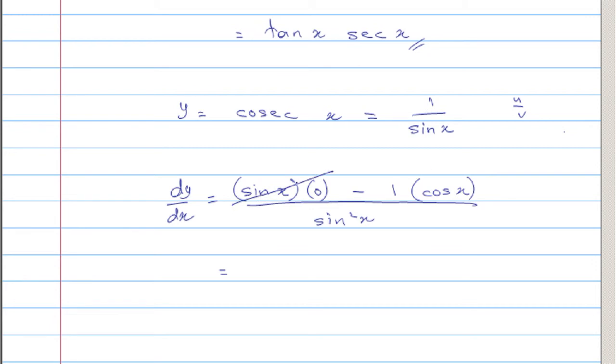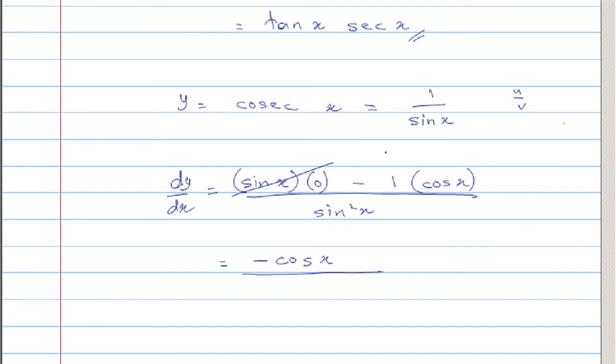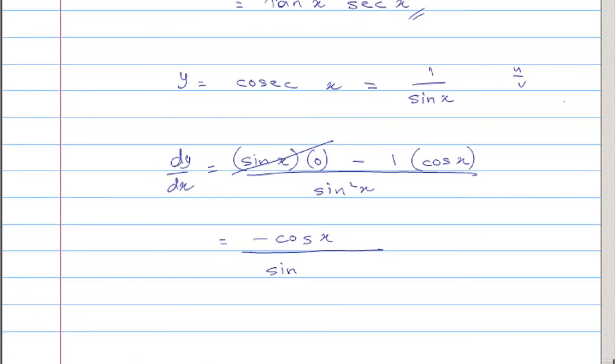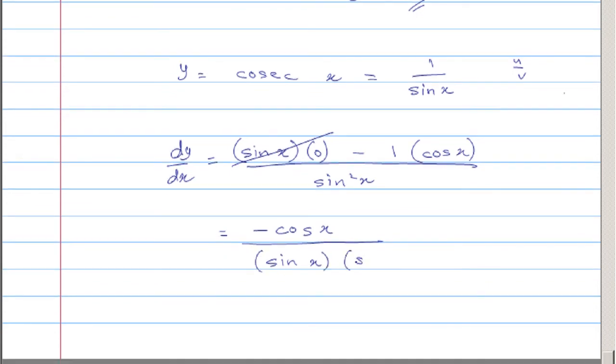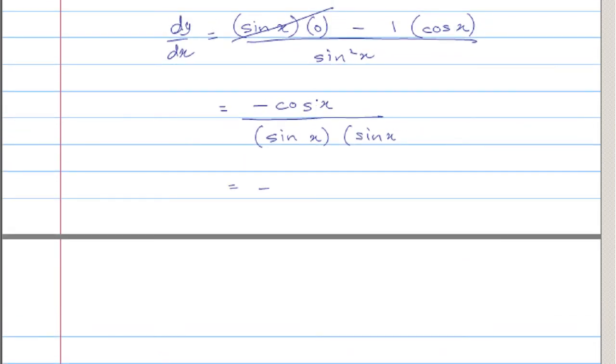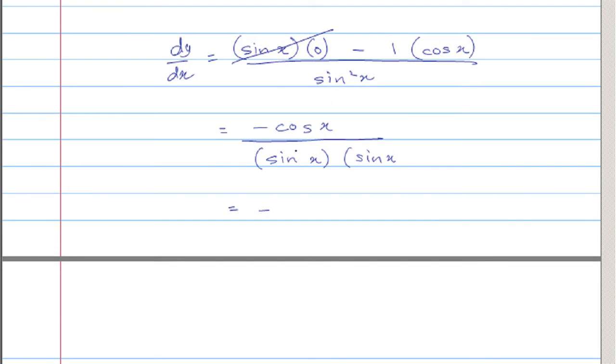Now this part becomes 0. I have minus cos x divided by sine squared x, but like I did in the previous case, I'll rewrite this as sine x times sine x, or cos x over sine x times 1 over sine x. So this would give minus, now sine over cos is equal to tan, so cos over sine is 1 over tan, which is also equal to cot x. So that's minus cot x, and 1 over sine is equal to cosec x. So this gives minus cot x cosec x.